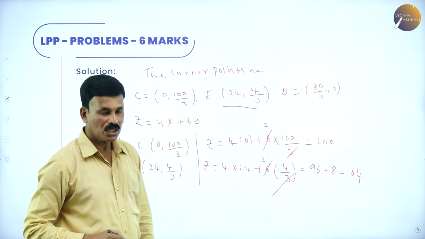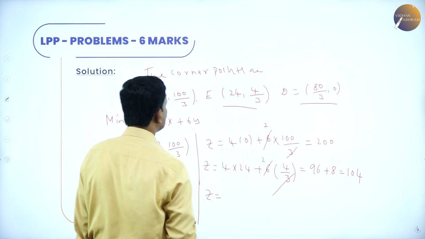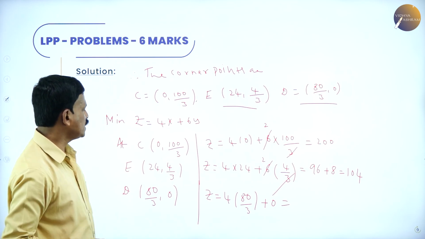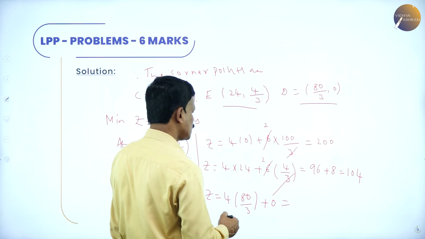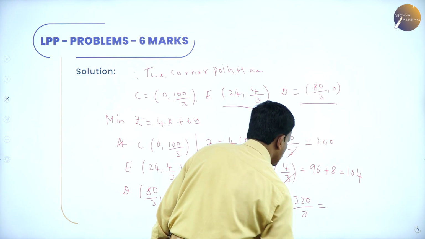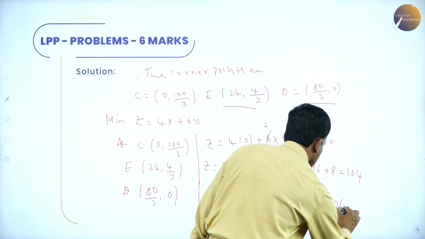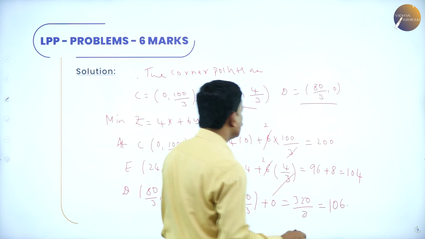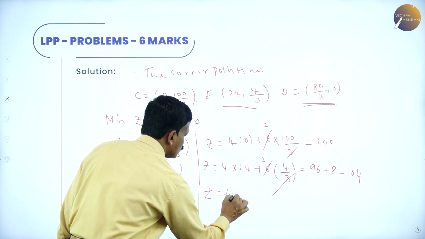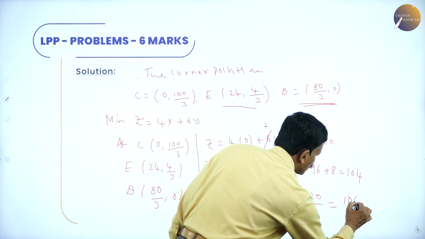And the last, at D, 80 by 3, 0, Z is equal to 4 into 80 by 3 plus 0. This is nothing but 320 divided by 3, which is equal to 106.66.